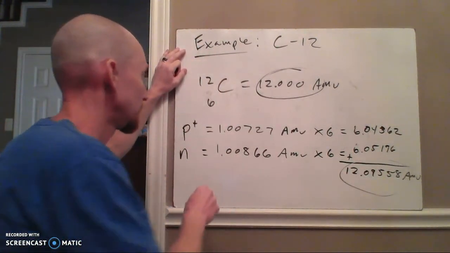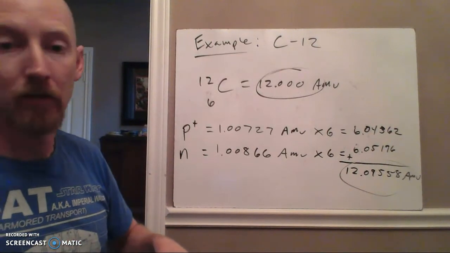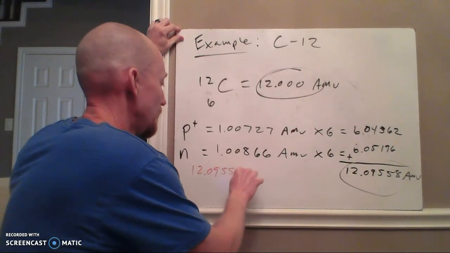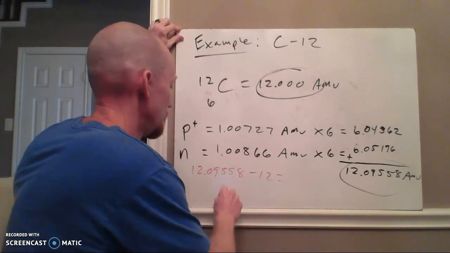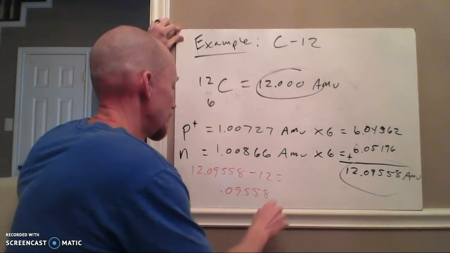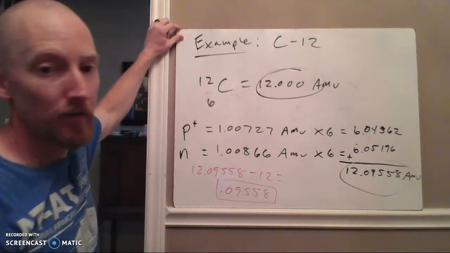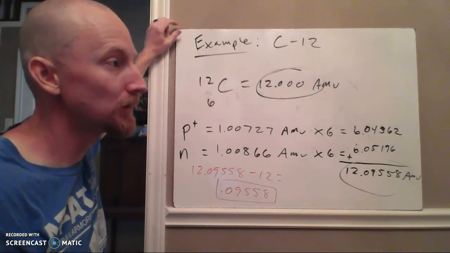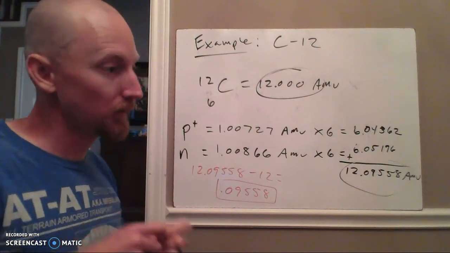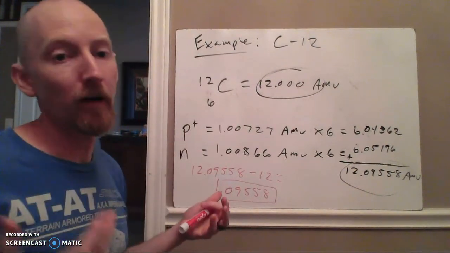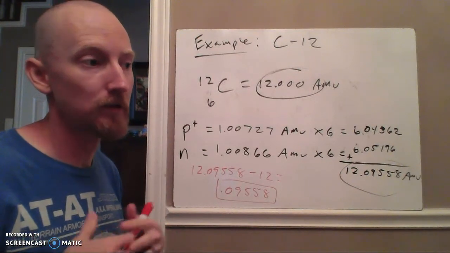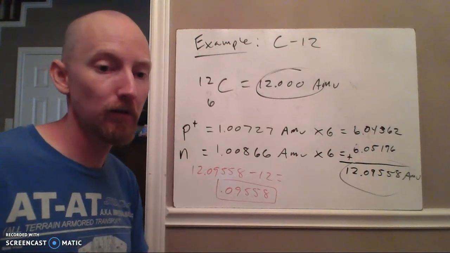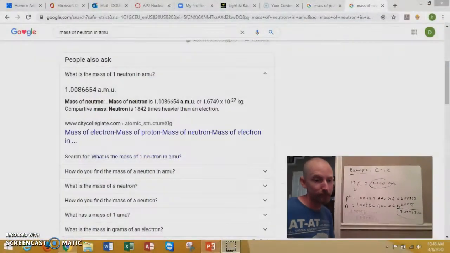And that difference, let me change colors here. You take your 12.09558 and subtract 12, right? You get 0.09558 AMU. That represents the binding energy for carbon-12. That is the energy needed to keep carbon-12 together. And if you were to pull carbon-12 apart, that would be the energy that you would see released. Or, if you try to cram it together, that's what you would need in order to cram it together.